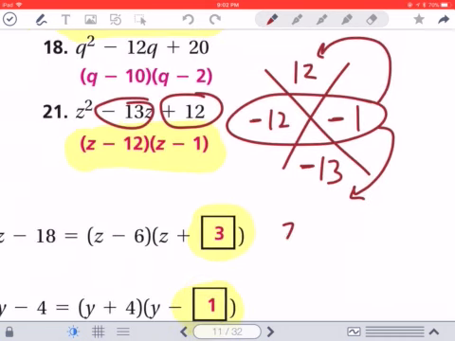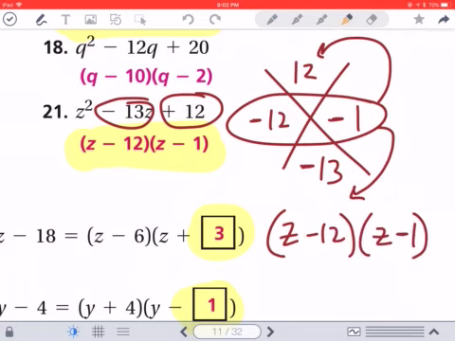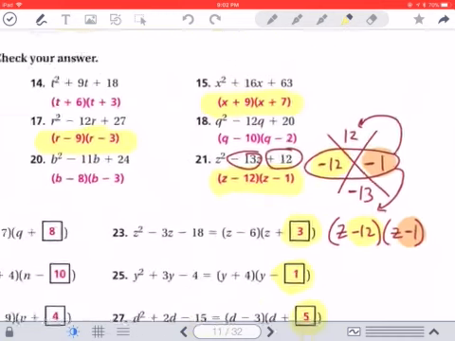So then this would factor into z minus 12 and z minus 1. Okay, so I get my minus 1 right here, and I get my minus 12 right there. So those are the factors.